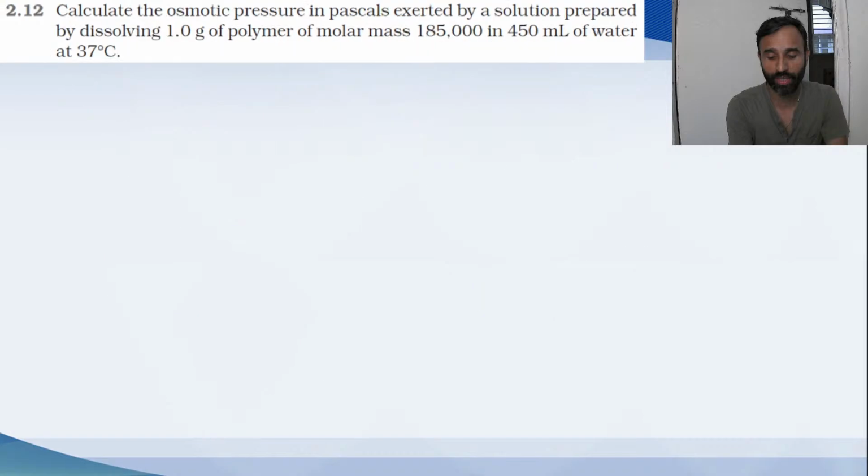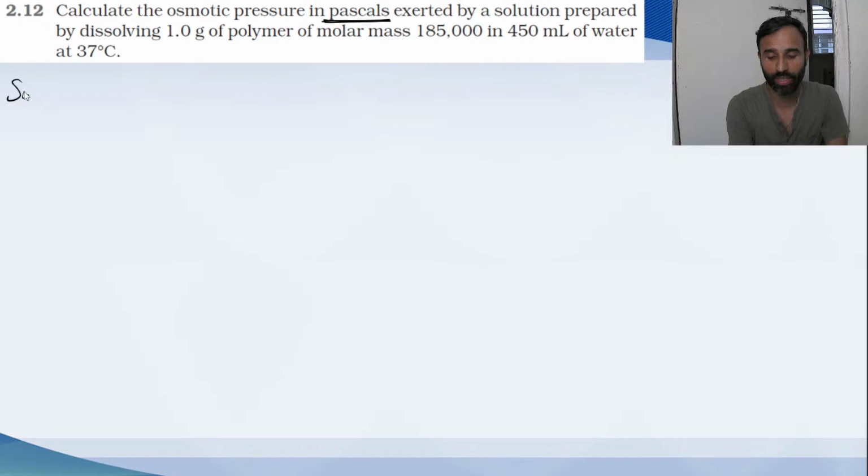Last question. Calculate the osmotic pressure in pascals, the SI unit of pressure, exerted by a solution prepared by dissolving 1.0 gram of polymer of molar mass 185,000 in 450 ml of water at 37 degrees Celsius. So we have to calculate the osmotic pressure.